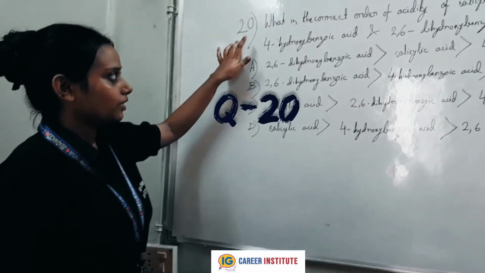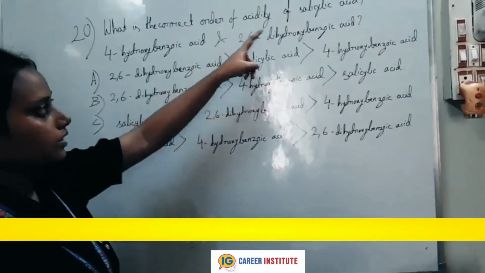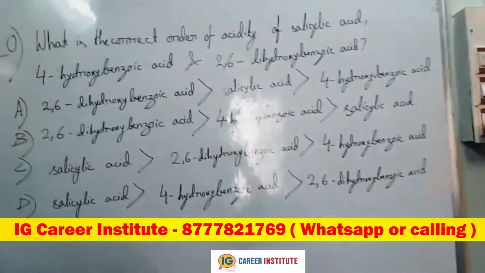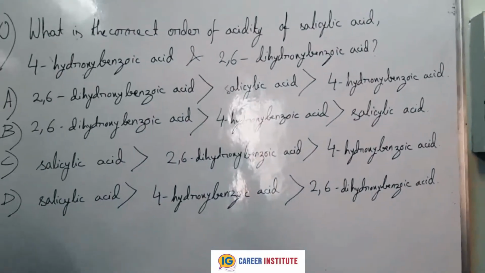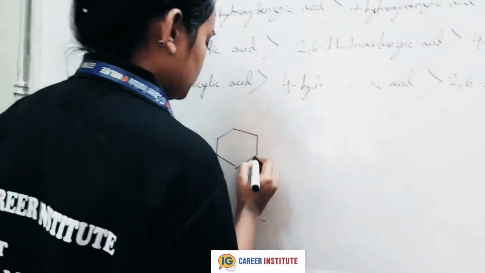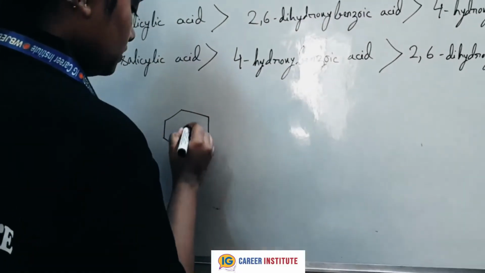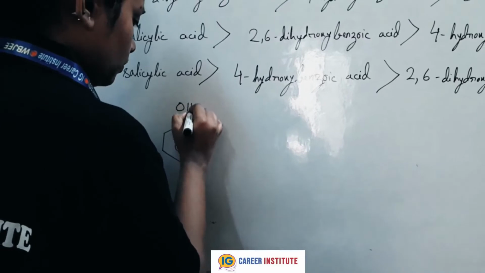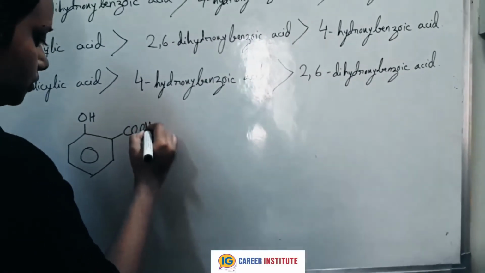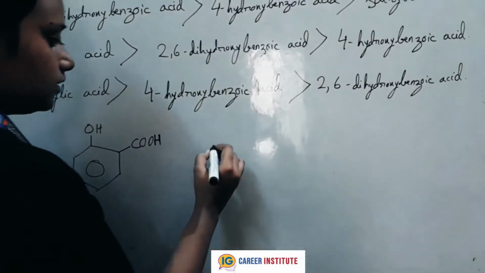So the next question, question 20 is, what is the correct order of acidity of salicylic acid, 4-hydroxybenzoic acid and 2,6-dihydroxybenzoic acid? So let me first draw the structure. What is the structure of salicylic acid? That is, it is basically, there is an OH group with respect to the COOH group in the ortho position. So this is the structure of salicylic acid.